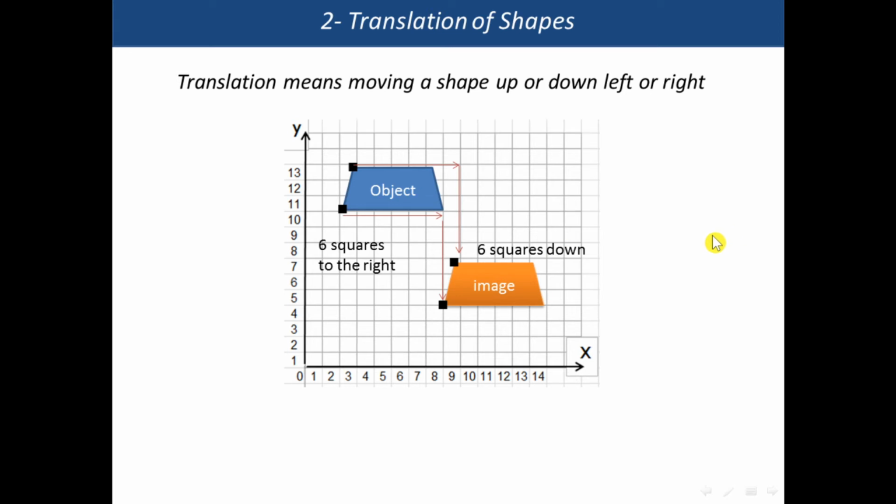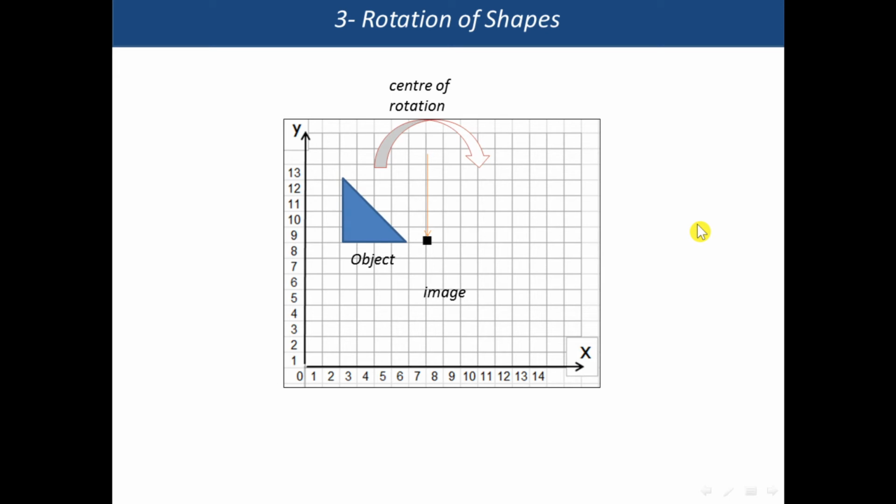That means all the points on this object will move the same way. Every point moves 6 squares to the right and 6 squares downwards, every point on this object, so that it makes the image. Now we come to rotation of a shape.